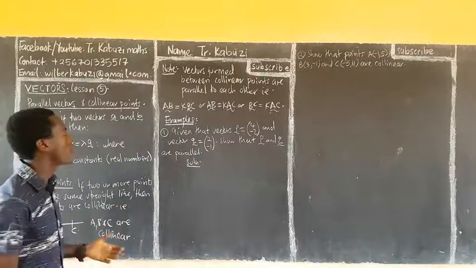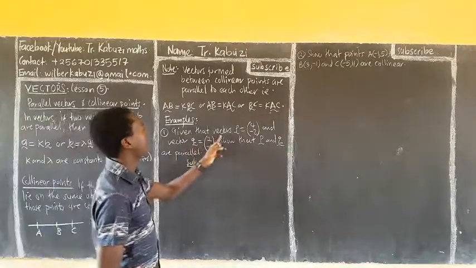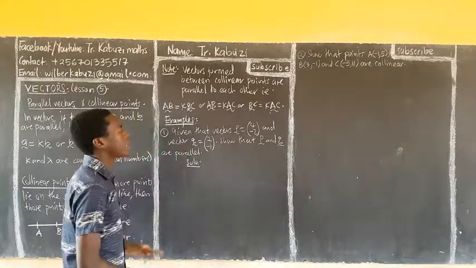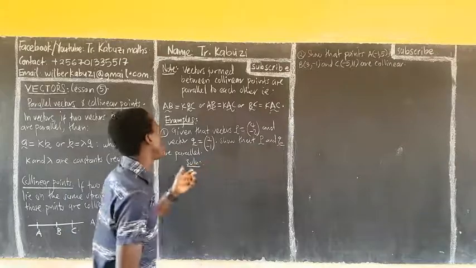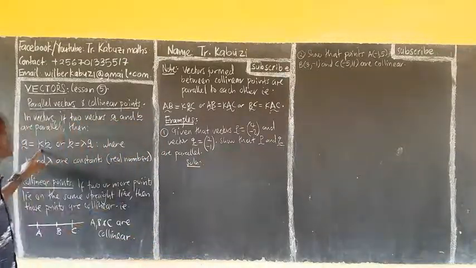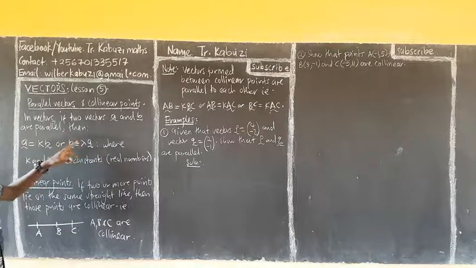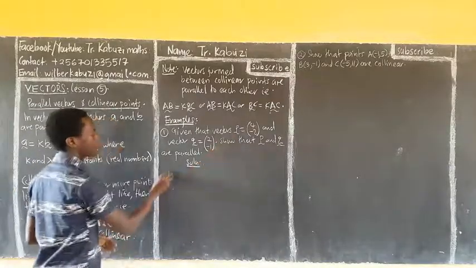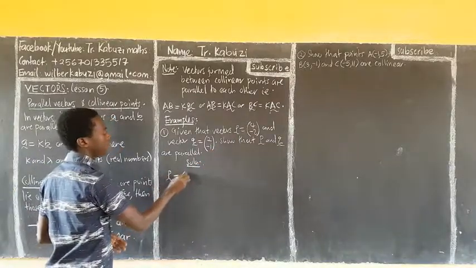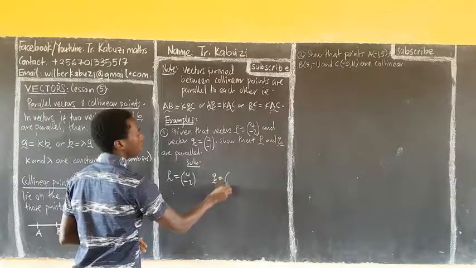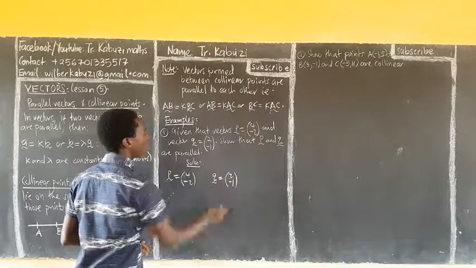So let us see how we show this. Given that vector P is that and Q is that, show that P and Q are parallel. So what do we need to show? We need to show that there is a multiple K or alpha so that one is expressed in terms of the other. So you see that from here my vector P is (4, -2), and my vector Q is (2, -1).